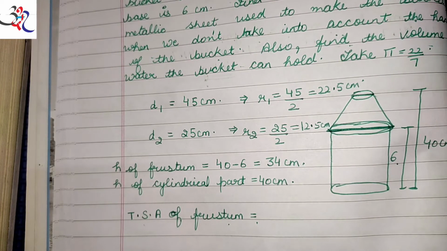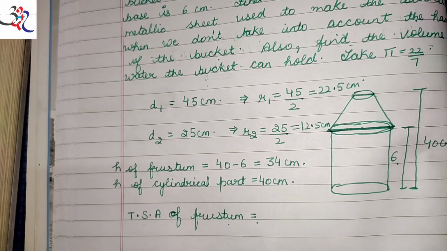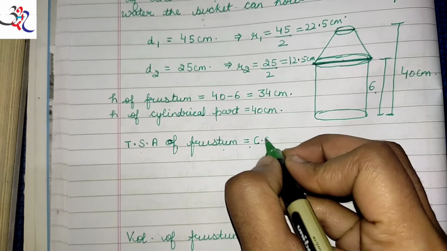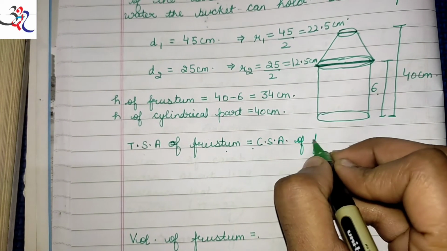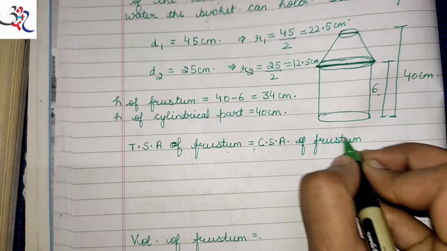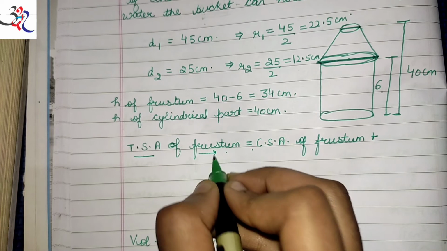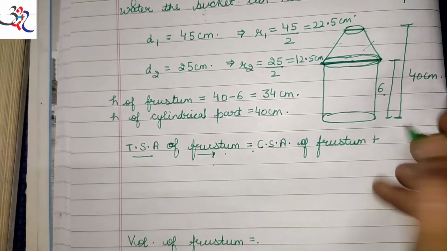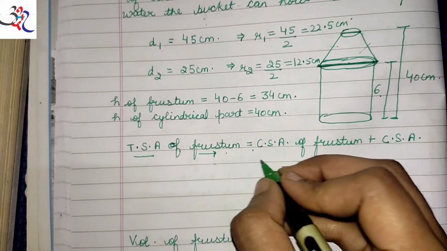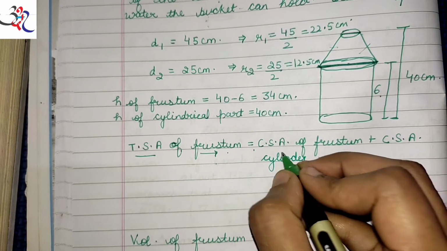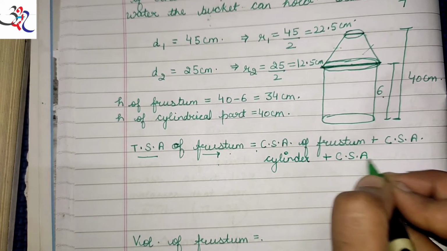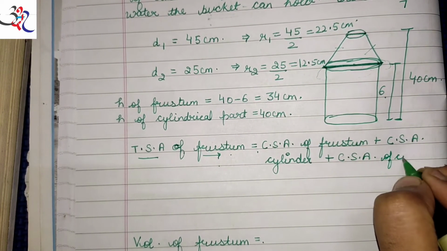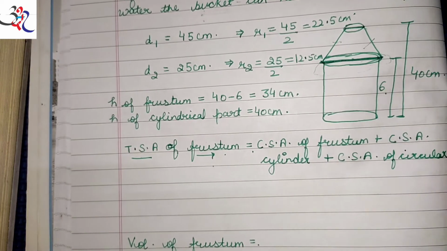I have told you in my previous video that whenever a combination of solids is given to you, the total surface area is given by the curved surface area of each figure. So this is made up of two figures. One is the frustum. So how can I find out the total surface area? It will be equal to the curved surface area of this frustum plus the curved surface area of the cylinder. Also, if you see the figure very carefully, you will see that there is one extra circular base at the bottom. So we are going to add the area of that circular base also.